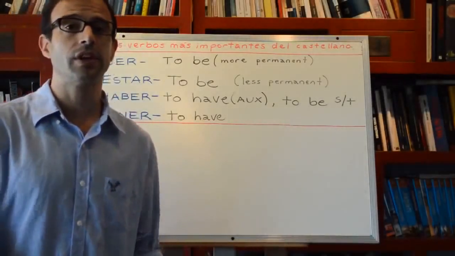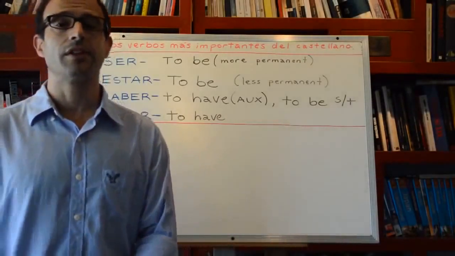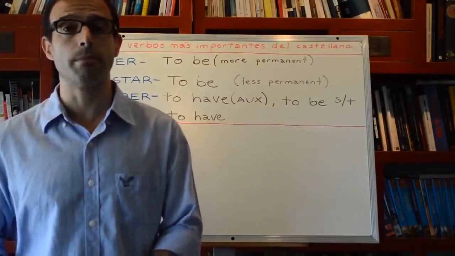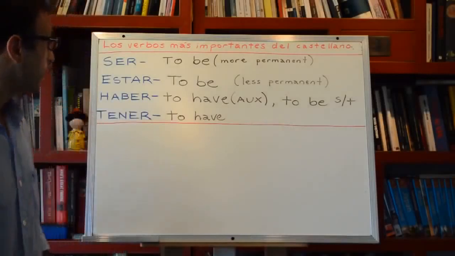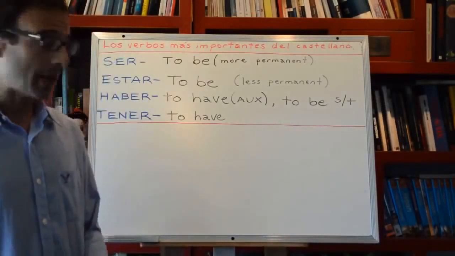Spanish also has a huge amount of irregular verbs. Nevertheless, the regular ones represent a much more significant number, okay? But these, the most important ones, are irregular, okay?